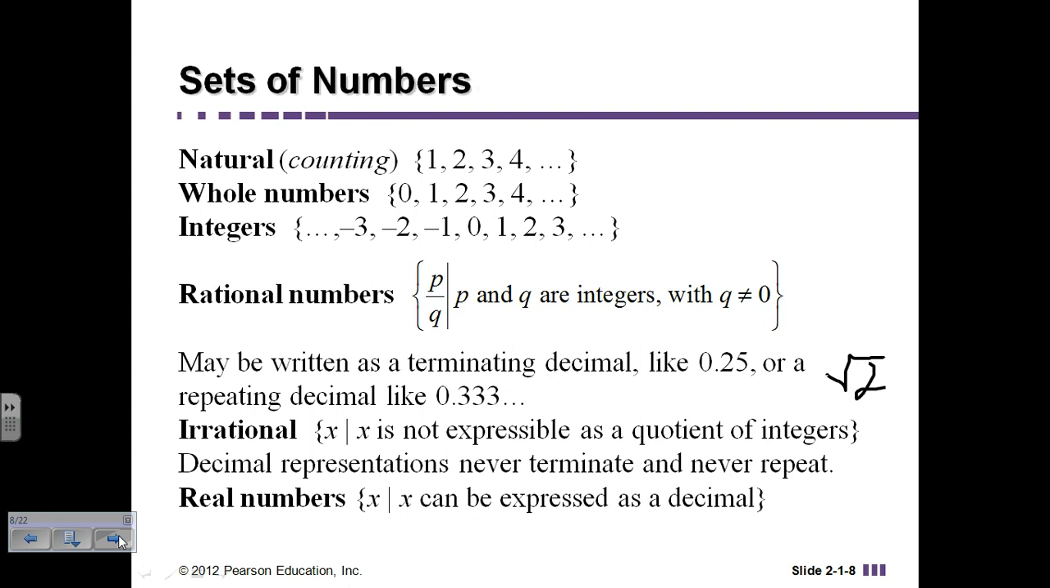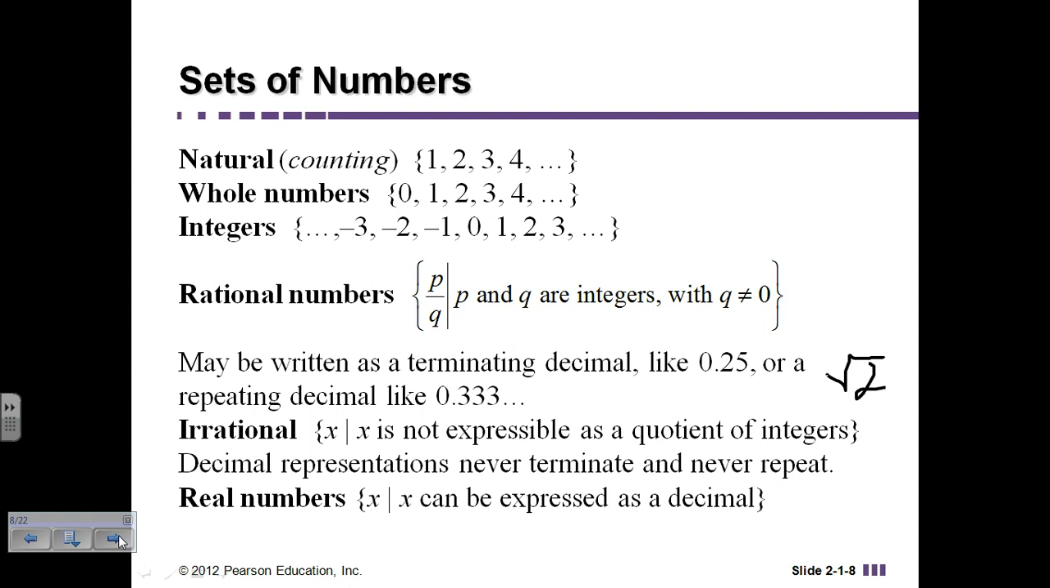We have natural numbers. Natural numbers are counting numbers that you use to count with: 1, 2, 3, 4, 5, 6, 7, 8. Notice that we don't normally start counting from 0. We usually start counting from 1. So those are called natural numbers or counting numbers. Whole numbers include natural numbers plus the number 0.